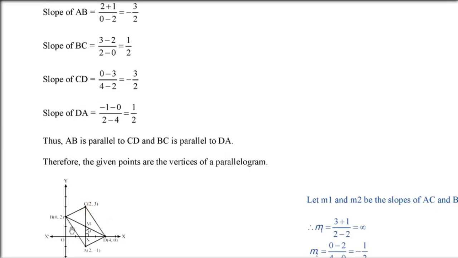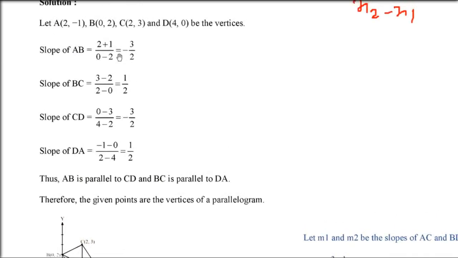So AB slope is, you have 2 minus 1 and 0, 2. So this is 3 by 2. Now coming to BC. So 3 minus 2 by 2 minus 0. So half it is. Now CD. 0 minus 3 by 4 minus 2. So 3 by 2. Now DA. Minus 1 minus 0 and 2 minus 4. So this becomes minus 1 by minus 2, that is 1 by 2.